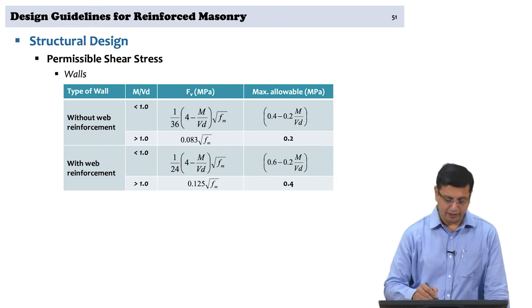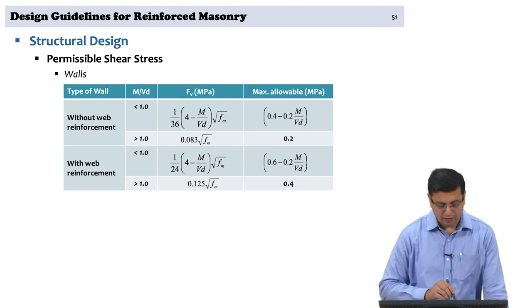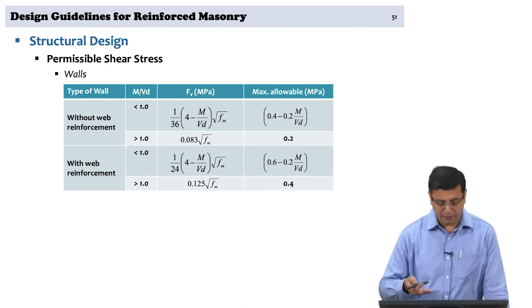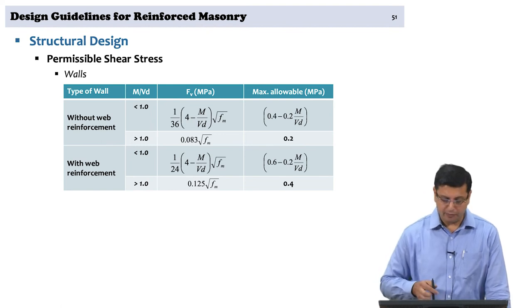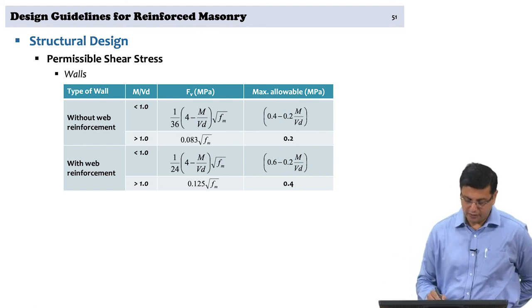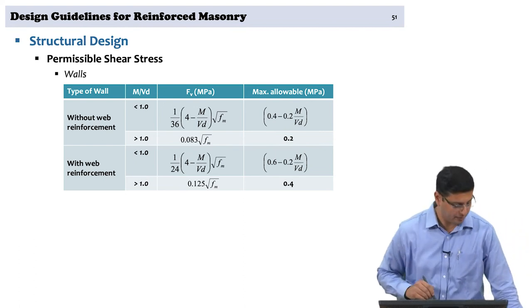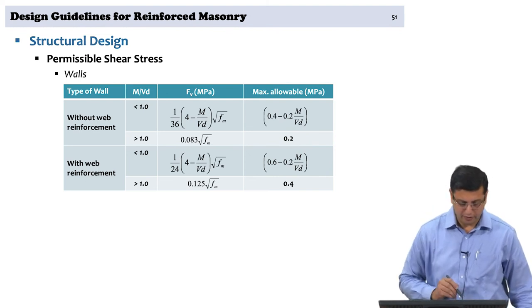And so, the limits on the shear stress is based on consideration of the aspect ratio. You see that M by Vd ratio comes into the expression and varies as the square root of the compressive strength of masonry. When you have walls where you are designing web shear reinforcement and the aspect ratio is greater than 1, the maximum value of the permissible stress is 0.125 square root of Fm, limited by 0.4 MPa. So you have the greater than 1 situation as well.